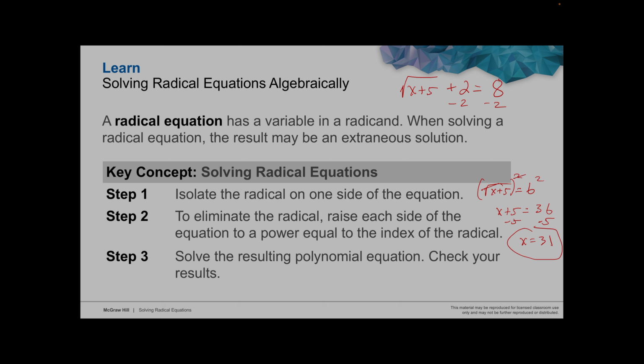So 31 plus 5 is 36. Square root of 36 is 6. 6 plus 2 is 8. It checks out. It works. You always have to check your results when you're doing these.